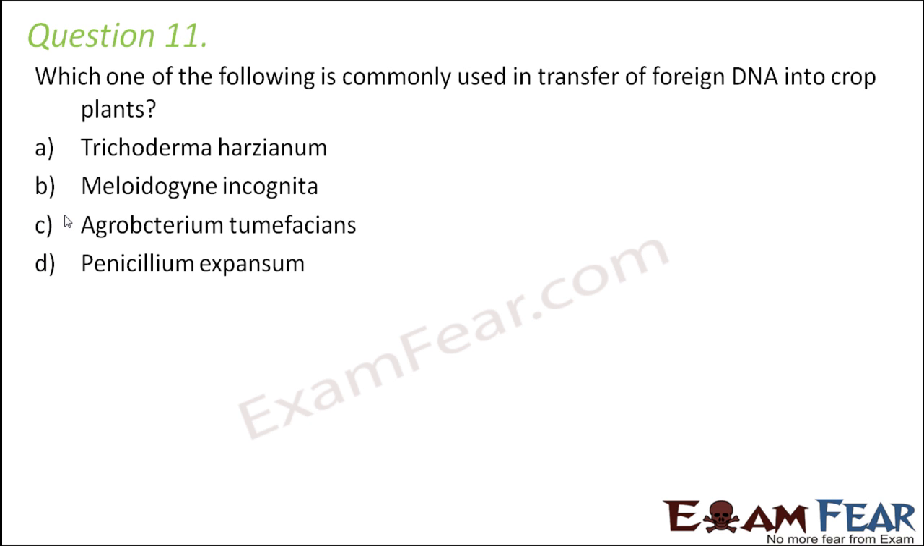Question number 11. Which one of the following is commonly used in transfer of foreign DNA into crop plants? Trichoderma harzianum, Meloidogyne incognita, Agrobacterium tumefaciens, Penicillium expansum. Out of these, Agrobacterium is used to insert DNA segments into the plant genome. So therefore this is the right option.